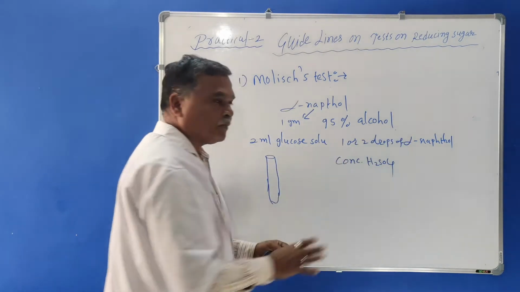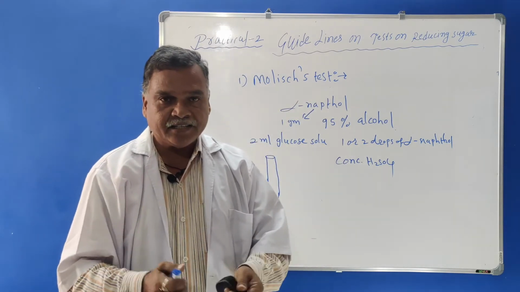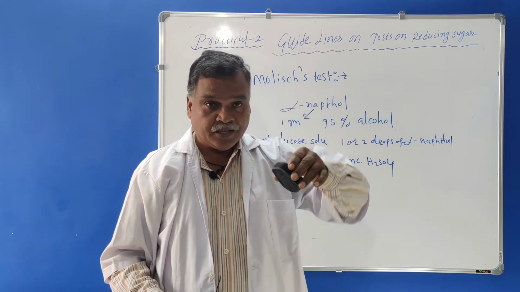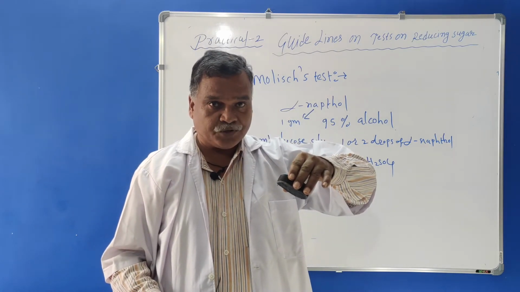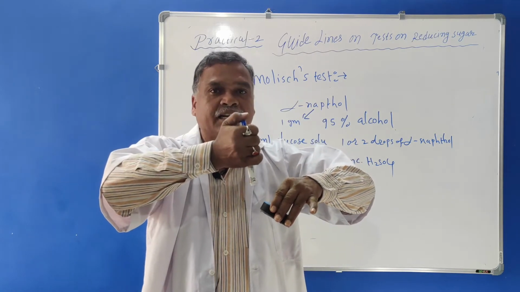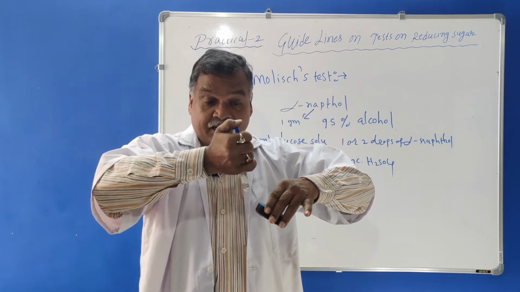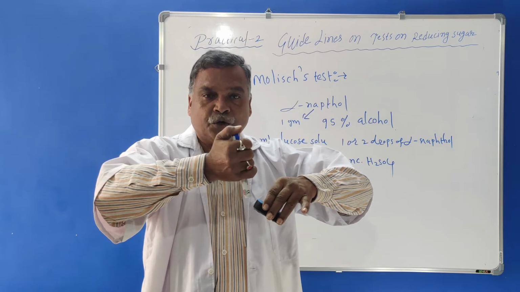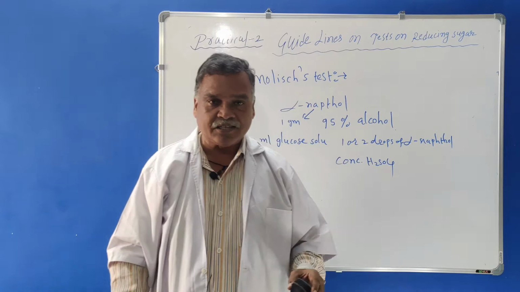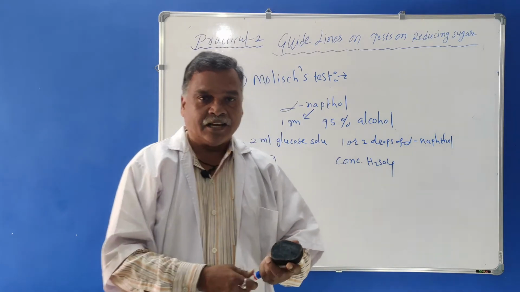So this 2 ml of glucose solution is taken, 1 to 2 drops of alpha naphthol is added, and in a slanting position we add the concentrated sulfuric acid. Suppose this is a test tube, we have to do this in a slanting position. The tip of the pipette should be inside the test tube and you have to add it drop wise, slowly. If you do not add this concentrated H2SO4 slowly, then you will not get the structure.